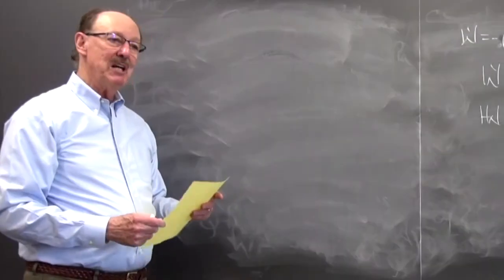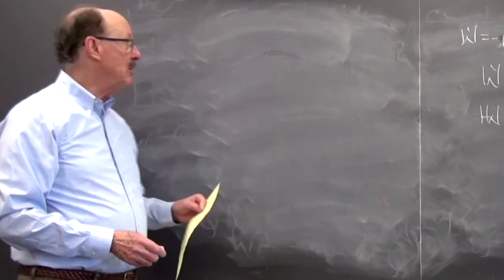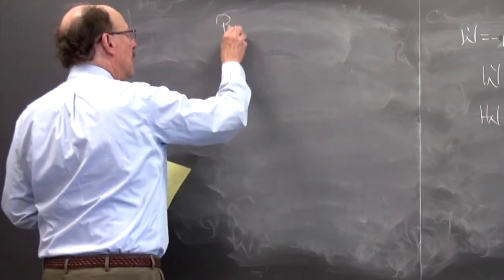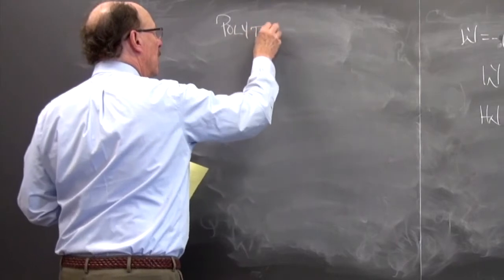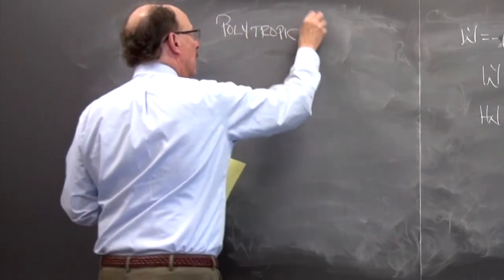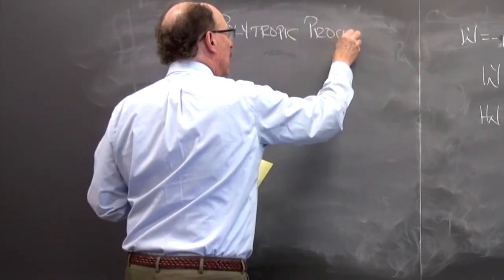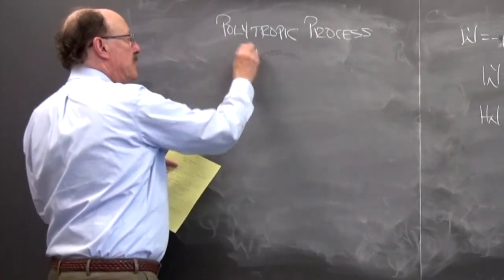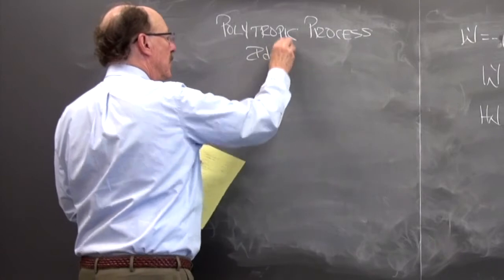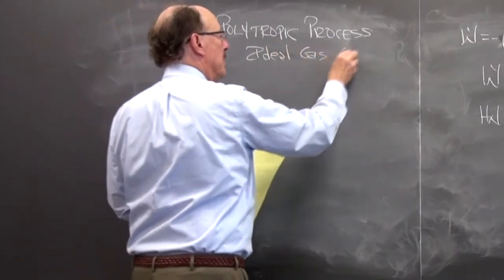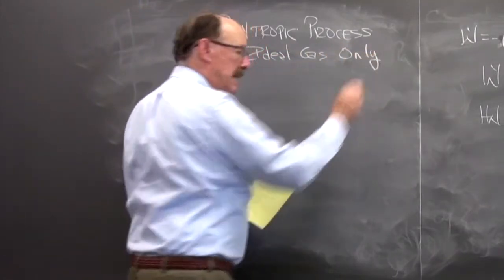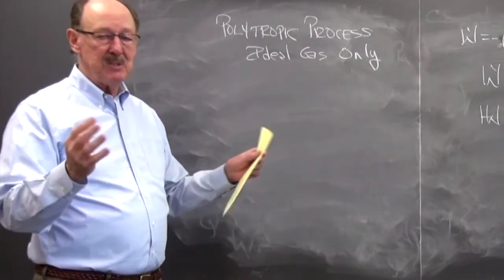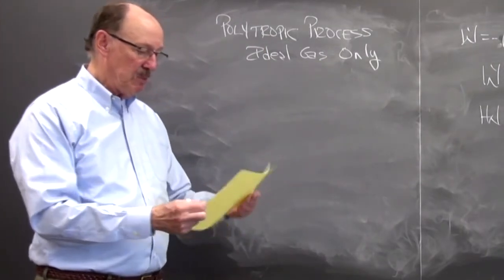I want to look at a more general process for an ideal gas called a polytropic process. And this is for an ideal gas only. Now that gives us a lot of capability, but we can't use it if we have saturated steam or any of those things we're using properties for.